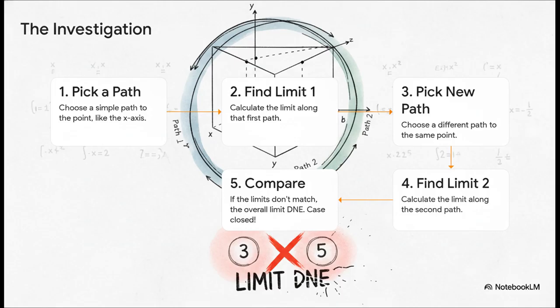So here's our game plan. It's super straightforward. First, you pick an easy path, something simple like the x-axis, and you figure out the limit. Then, you pick another simple path like the y-axis, and you find its limit. If those two results are different, you're done. Case closed. The limit does not exist.